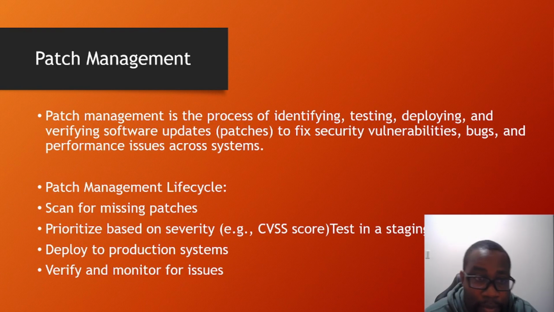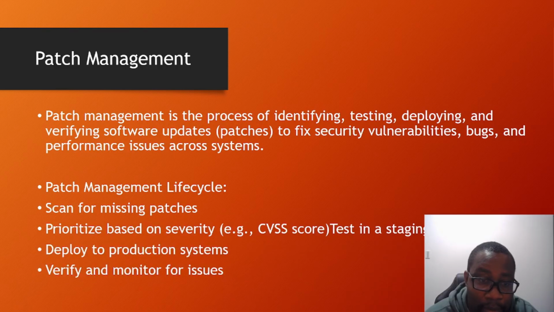The next course of action when it comes to secure endpoint management is patch management itself. This entails a process of identifying, testing, deploying, and verifying software updates, aka patches, to fix security vulnerabilities, bugs, and performance issues across systems. The life cycle of patch management is that you're going to scan for missing patches, prioritize based on severity, and you're going to use the CVSS score. And we'll get into what the CVSS score is in later videos.